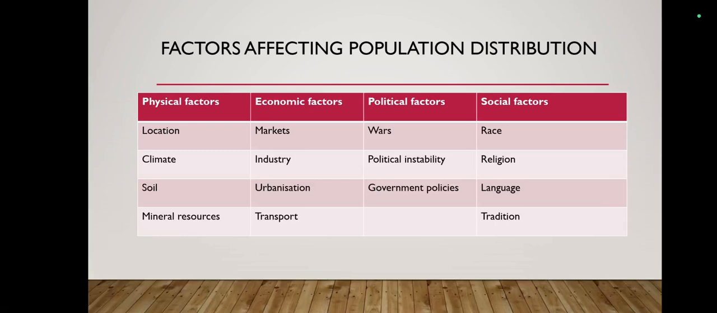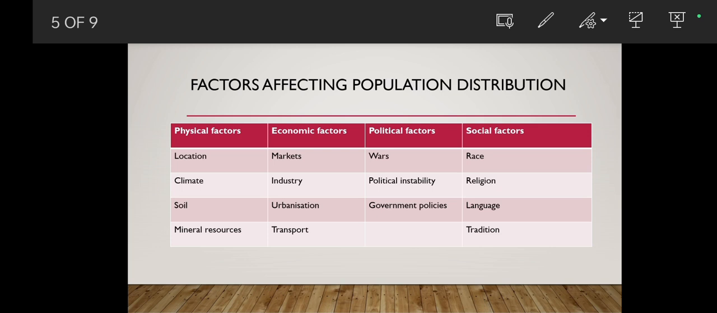Last is transport. Transportation and population are related as transportation networks such as highways and railways influence the spatial distribution of population, with people preferring to move to areas with good transportation.